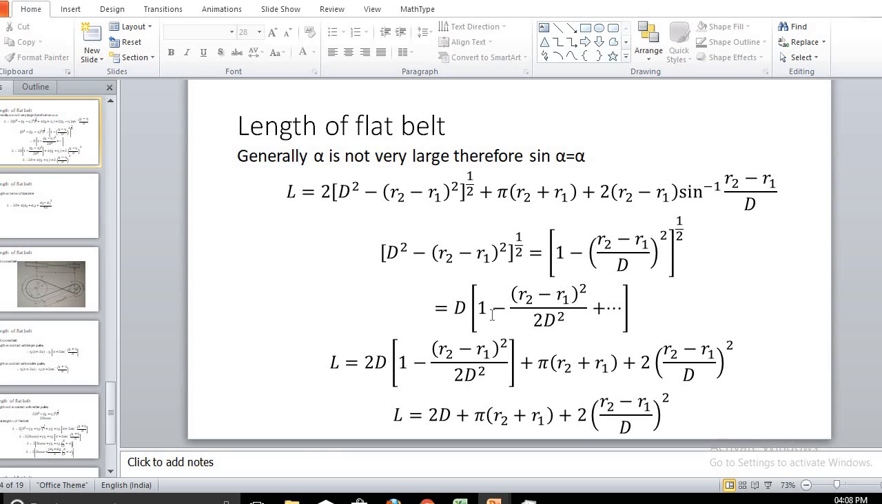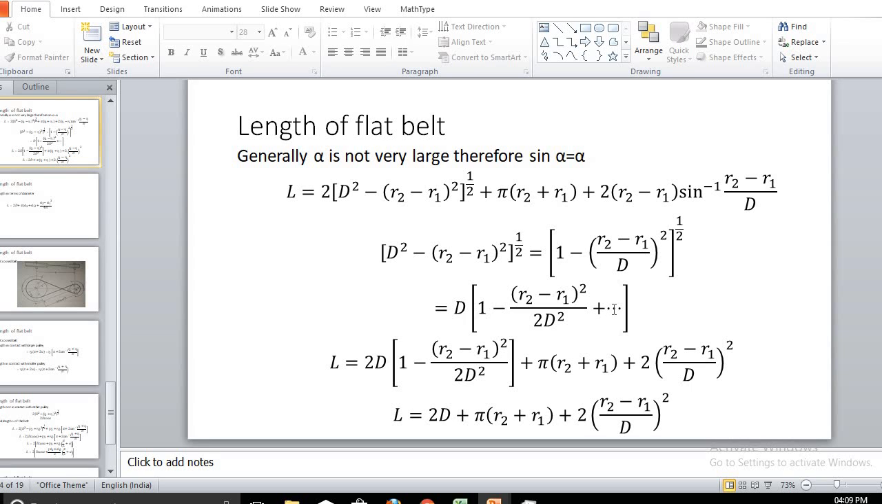The expansion of this bracket is nothing but 1 minus 1 half of this x square. So x square remains as it is. Instead of the total bracket, this is split as an upper and lower bracket, R2 minus R1 square. So it is x square, 1 minus 1 half x square plus the remaining terms.